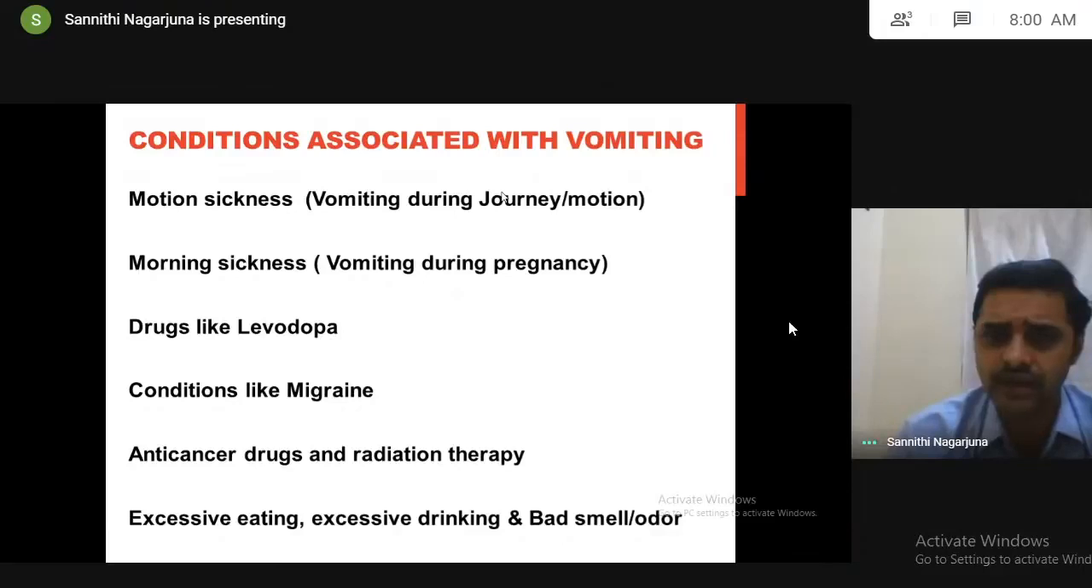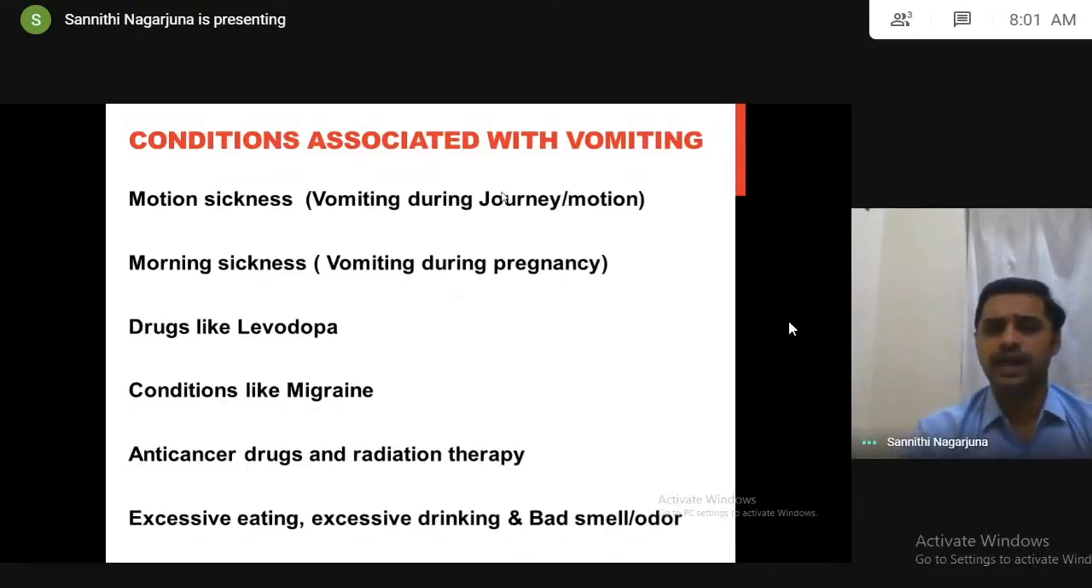One is motion sickness. We know that vomiting during a journey or motion is called motion sickness. Second is vomiting during pregnancy. Vomiting in pregnant women in the morning is called morning sickness. Some drugs produce vomiting as a side effect, like levodopa. Also anti-cancer drugs and radiation therapy, which, as you know, are associated with severe vomiting.